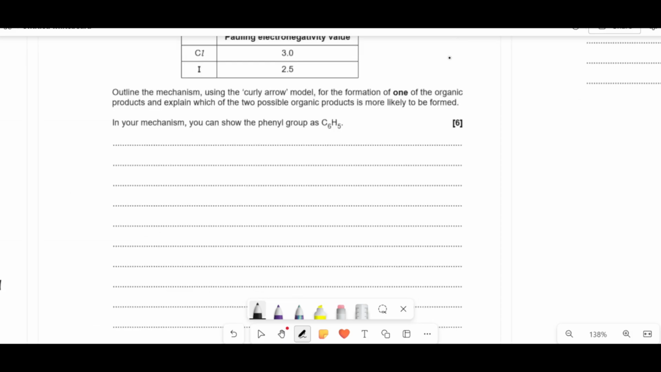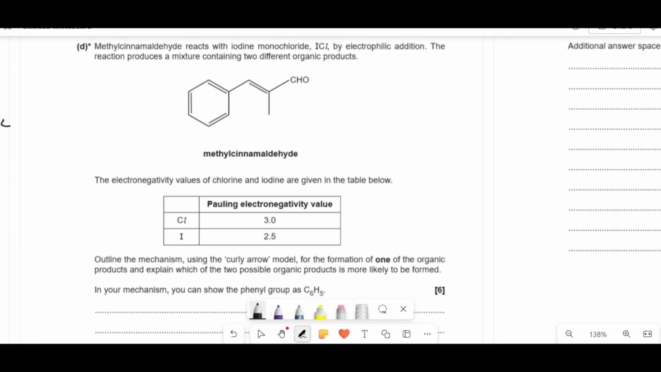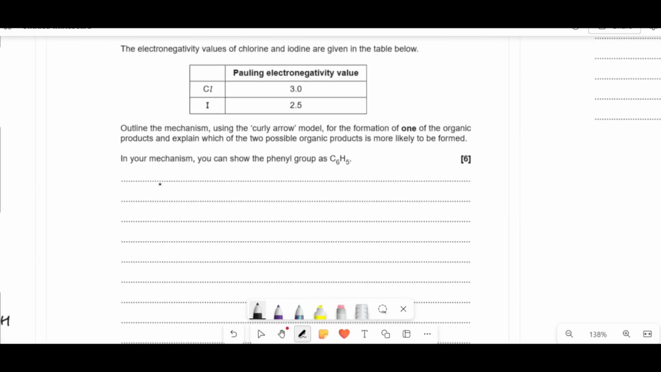So first of all, in this mechanism, what we're going to draw is the entirety of that thing, but I'm just going to change this into C6H5 to make my life easier. So it's very easy to draw it as a nice double bondy bit and then everything else out there like that. Okay? So if I just draw this, we get this thing here.